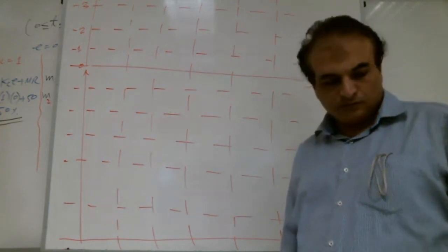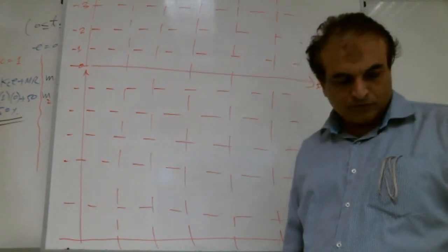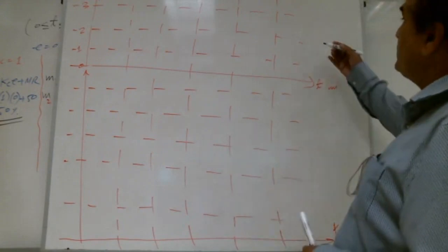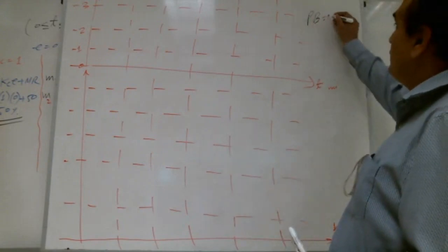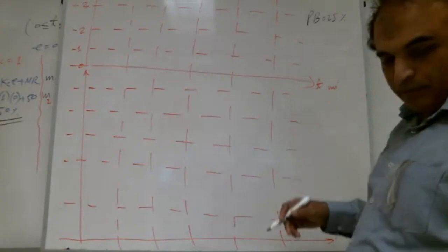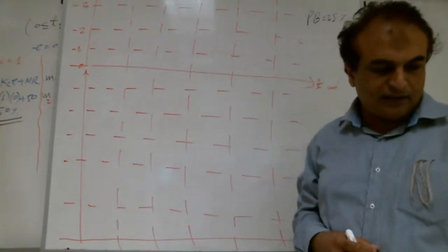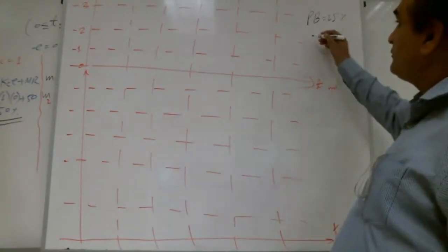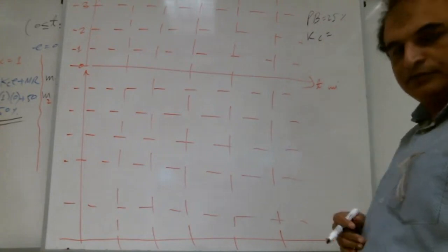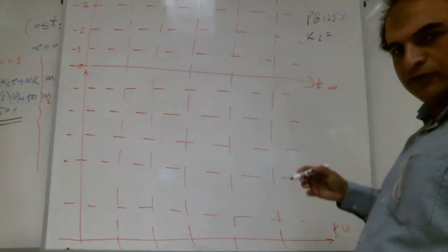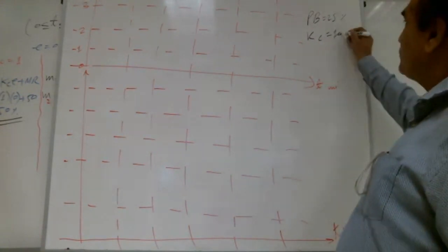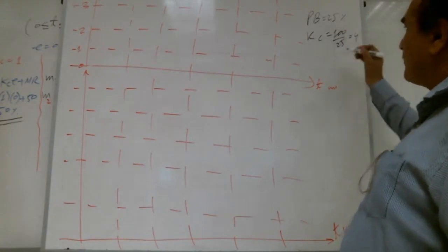It gives us proportional band 25%. So if the proportional band is 25%, how much is KC, Shabab? 4. Very good. Now we are typing 25, 4.